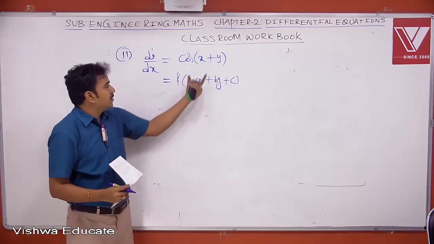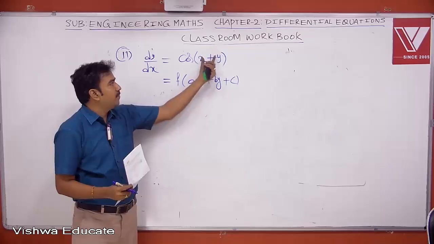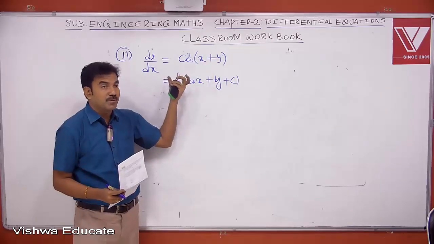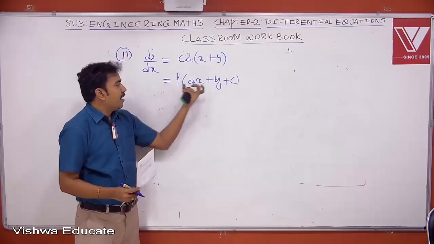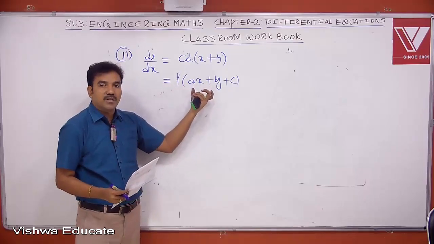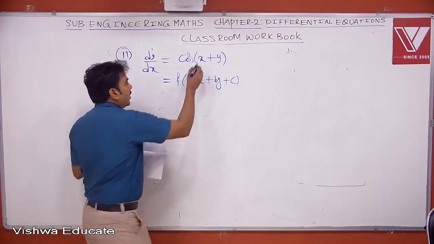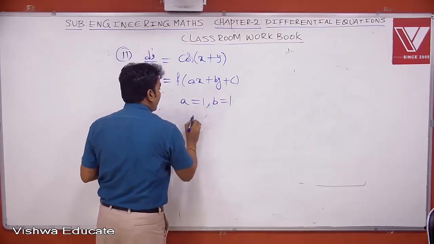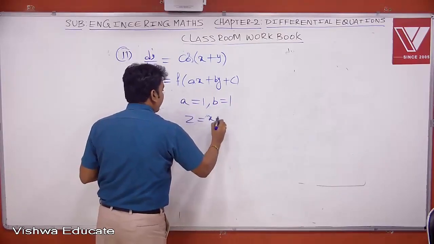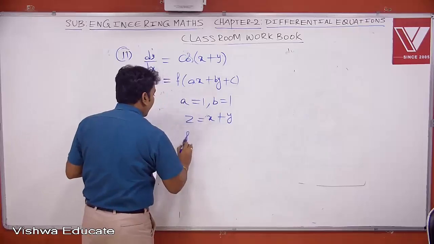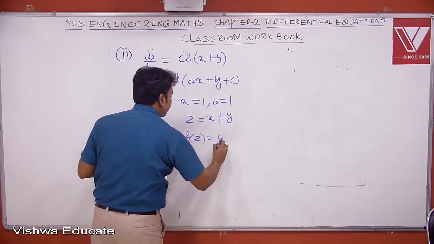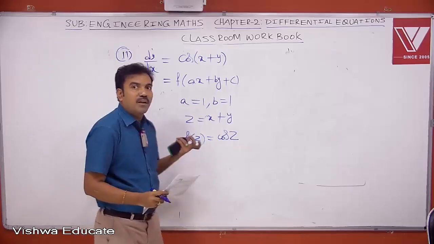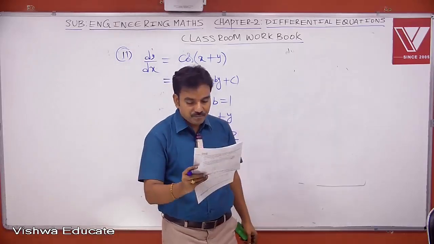In that case, this z is nothing but x plus y. I am going to solve this by the substitution method, because it is in the form dy by dx equal to f of ax plus by plus c. In this case, a becomes 1, b becomes 1, z is x plus y. So my f of z is cos z. Now you can handle this by using the substitution method.